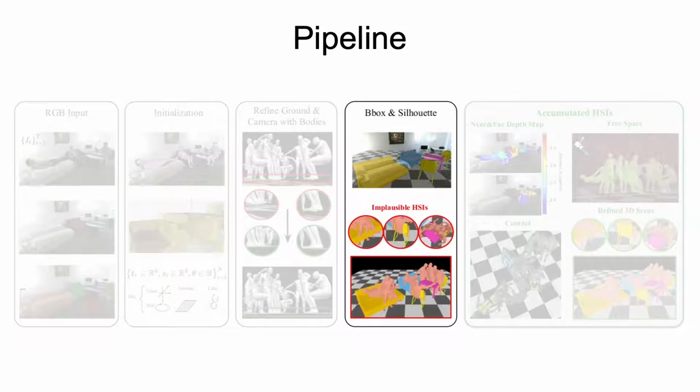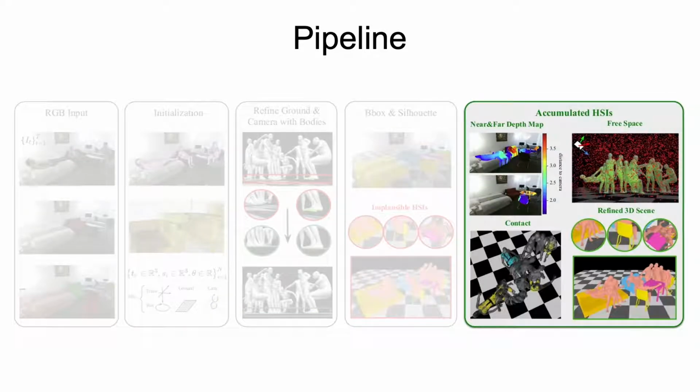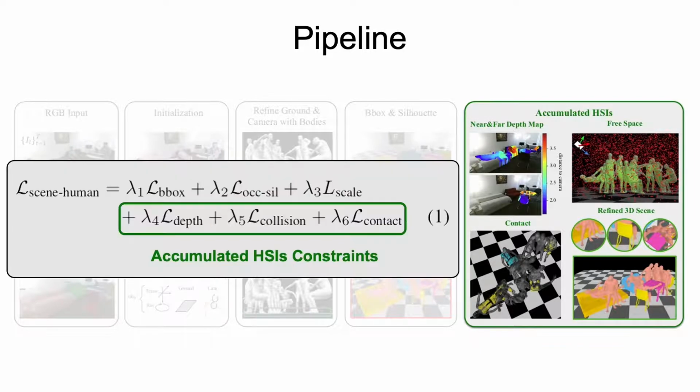Then we optimize the object layout by 2D bounding boxes and silhouette constraints to better align with the input image. However, the estimated scene still violates HSIs. Our method leverages multiple HSIs across the entire input data to refine the scene to perform better HSIs. These HSIs provide the following constraints.